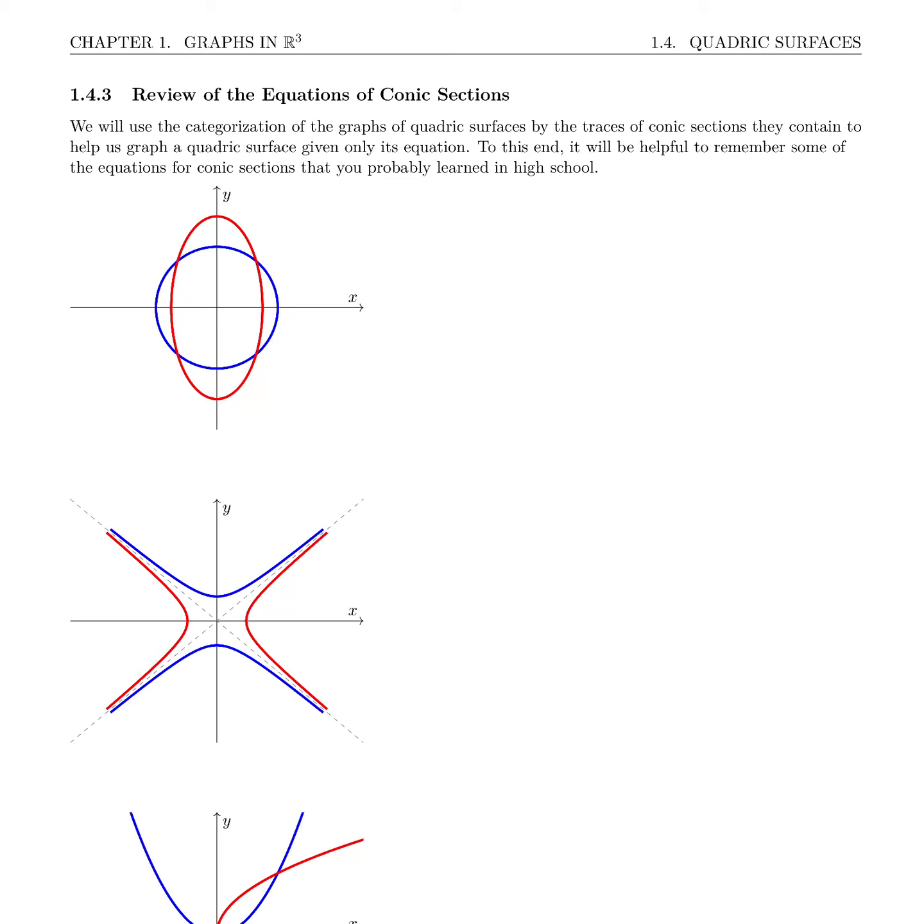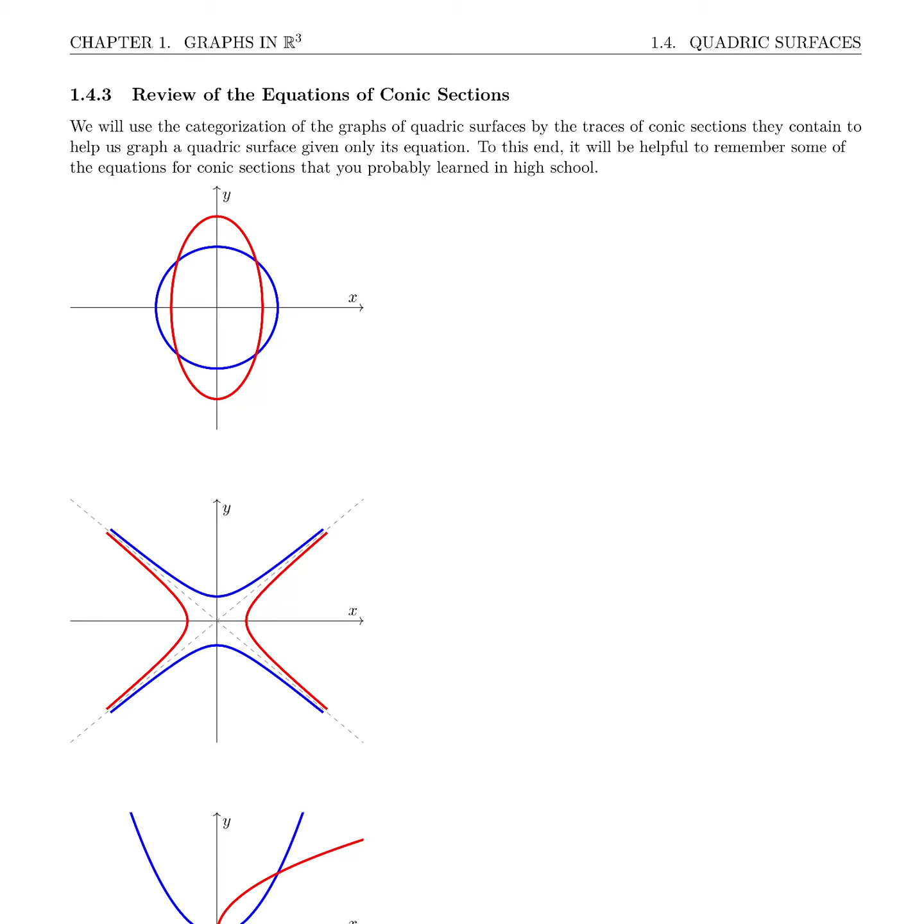In this video, we're going to do subsection 1.4.3, where we're going to review the equations of conic sections. Knowing the equations of graphs of circles, ellipses, hyperbolas, and parabolas is going to be useful because they will eventually help us graph the quadric surfaces. That is the goal of this bigger section.